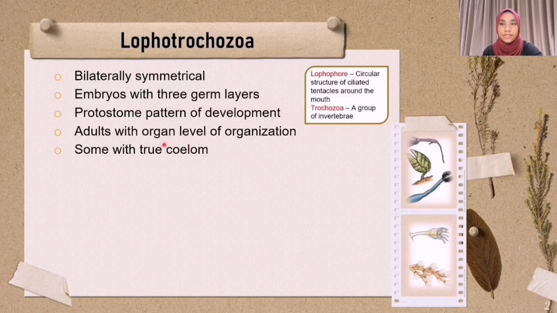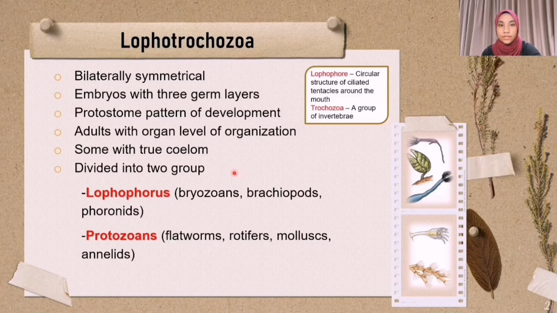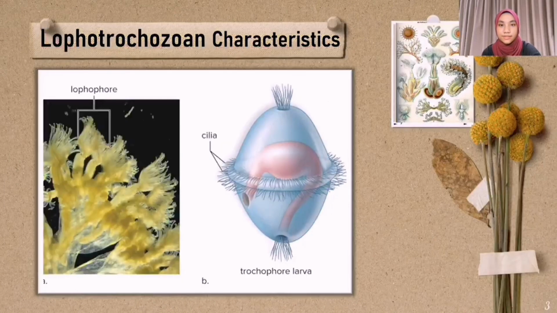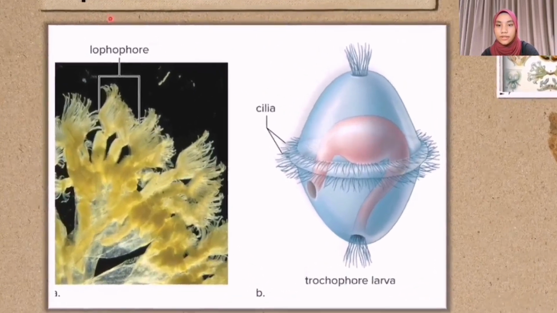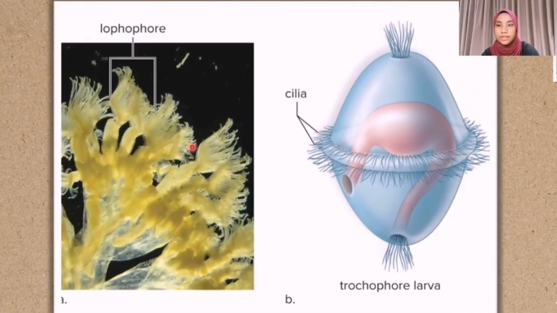As adults, they achieve the organ level of organization. Some have a true coelom, as exemplified by the annelid worms. Lophotrochozoa can be divided into two groups, which are lophophorates and trochozoans. In this figure, we can see the Lophotrochozoa characteristics. On the left side is the lophophore feeding apparatus, and on the right side is the trochophore larva.